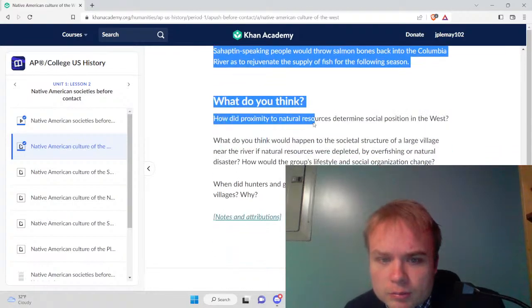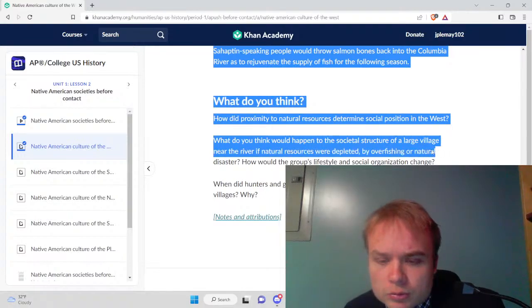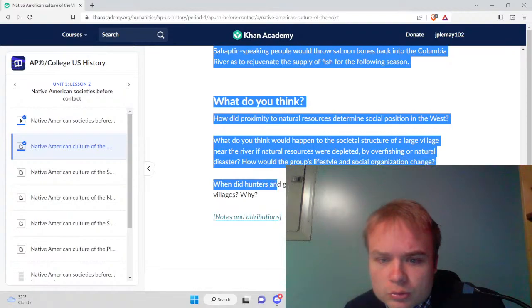What do you think? How did the proximity to natural resources determine social position in the West? What do you think would happen to the social structure of a large village near a river if natural resources were depleted, through overfishing or a natural disaster? How would the group's lifestyle and social organization change? When did hunters and gatherers live nomadically? When did they establish villages?